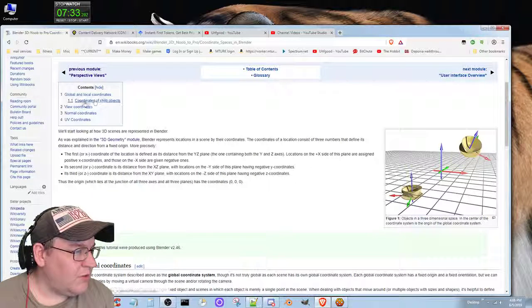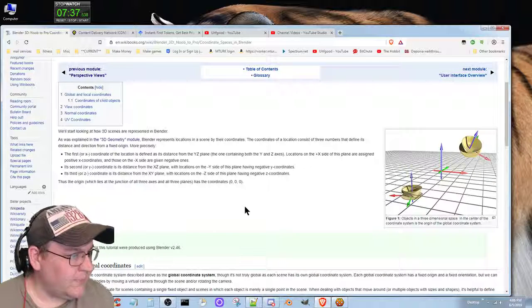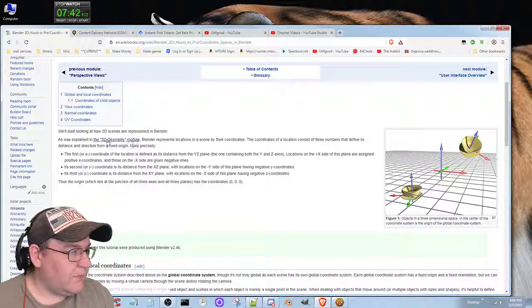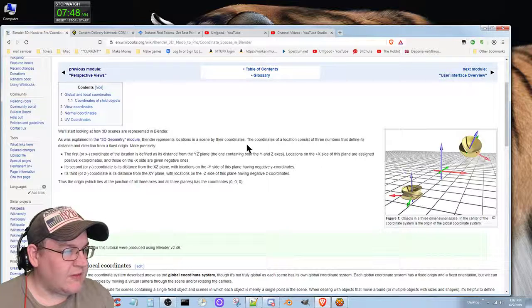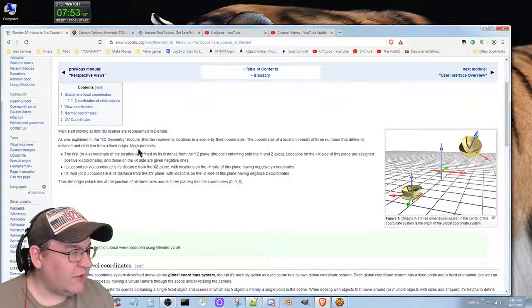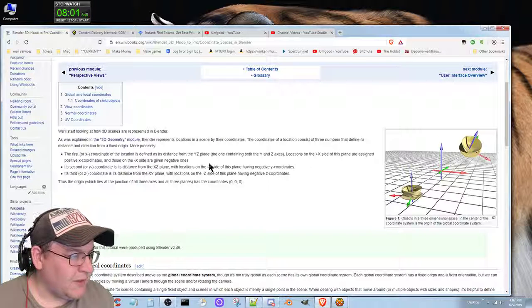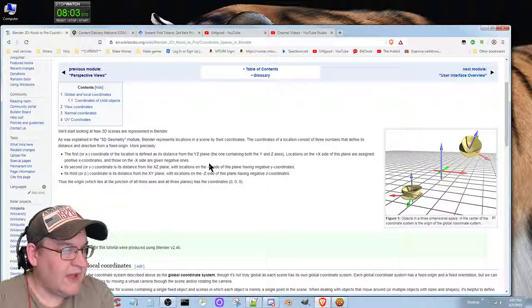Okay, so we got global and local coordinates, coordinates of child objects, view coordinates, normal coordinates, UV coordinates. We'll start looking at how 3D scenes are represented in Blender. As we explained in the 3D geometry module, Blender represents locations in the scene by their coordinates. The coordinates of a location consist of 3 numbers that define its distance and direction from a fixed origin. More precisely, the first, or x, coordinate of the location is defined as its distance from the YZ plane, the one containing both Y and Z axes.